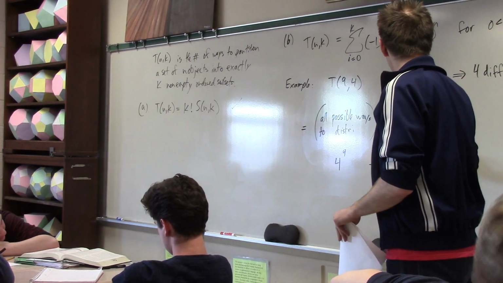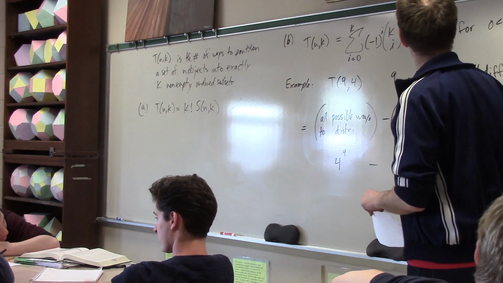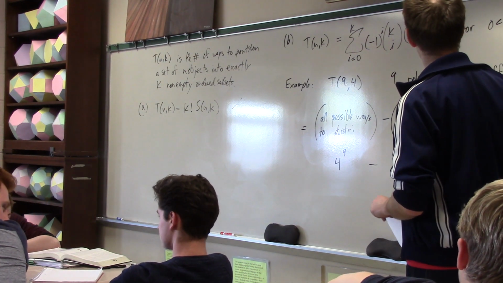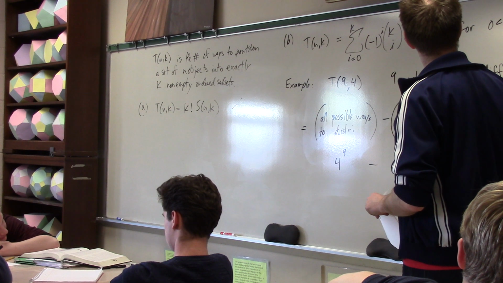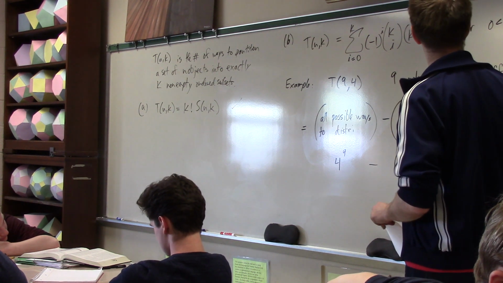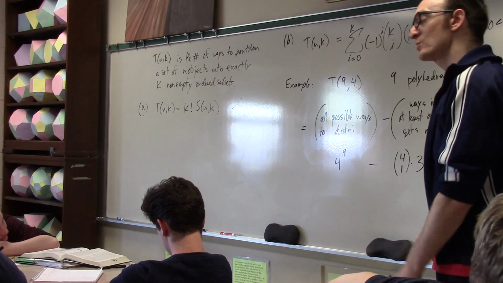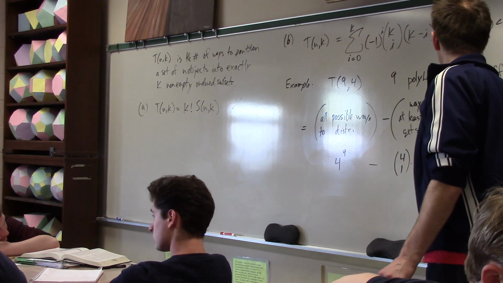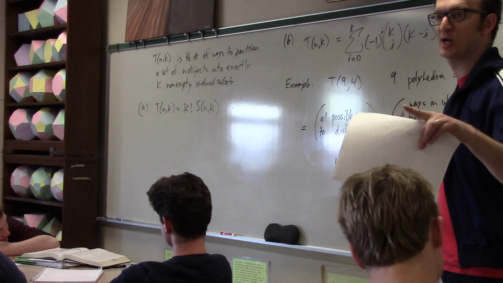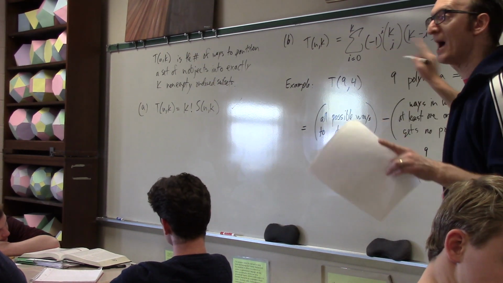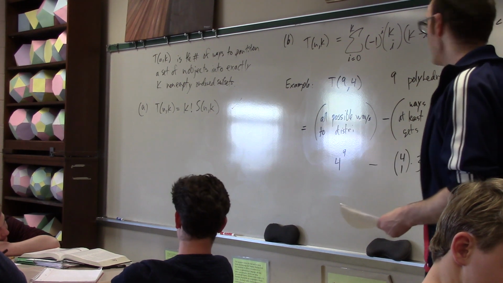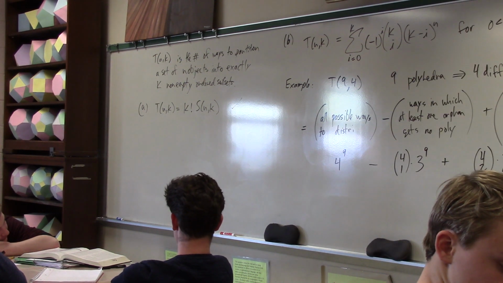So we need to add back in all the ways in which at least 2 orphanages get no polyhedra. How many ways to do that? Plus 4 choose 2 ways to pick which 2 orphanages get no polyhedra. And for the 9 objects, there are 2 choices for each of them. And then you've overcorrected again.